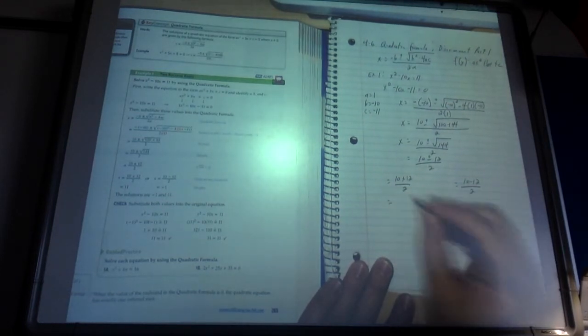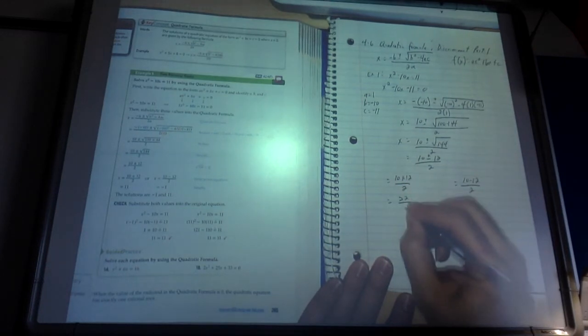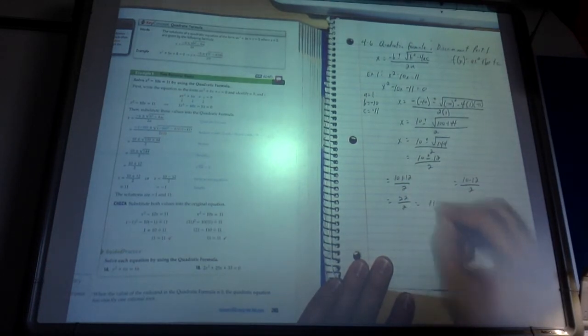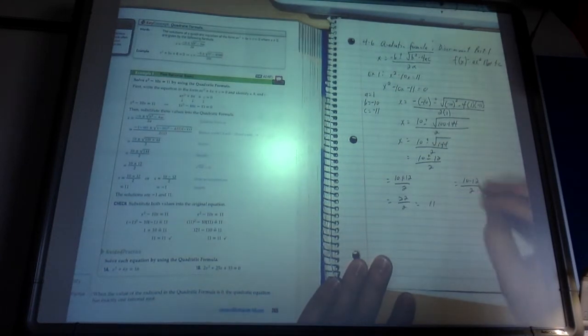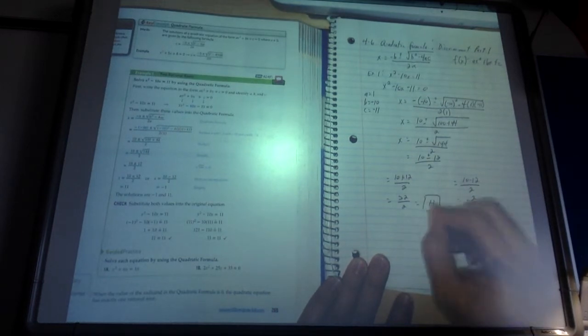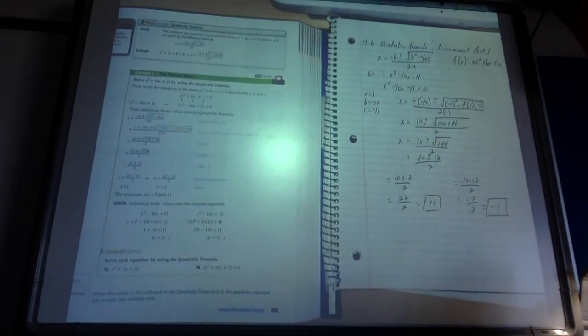All right, so keep doing the math. 10 plus 12 is 22, so 22 divided by 2 is 11. Then I got 10 minus 12 here is negative 2, and that divided by 2 is negative 1. Okay, and we find that our solutions are 11 and negative 1. This is something that we are eventually going to have to check. I'm not putting you on that just quite yet. So there's our two answers.